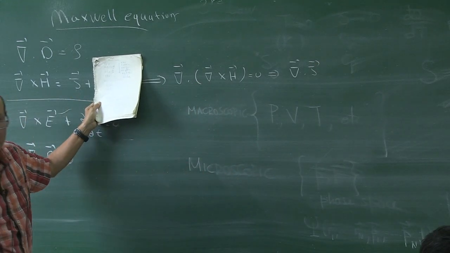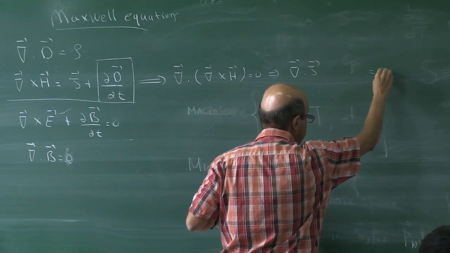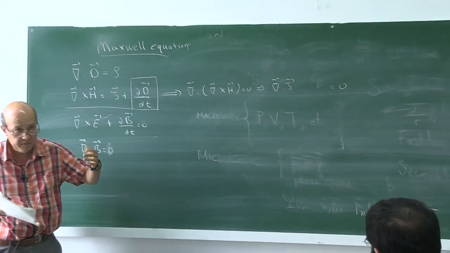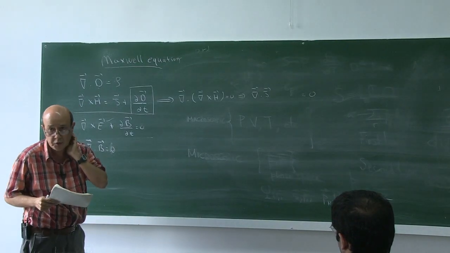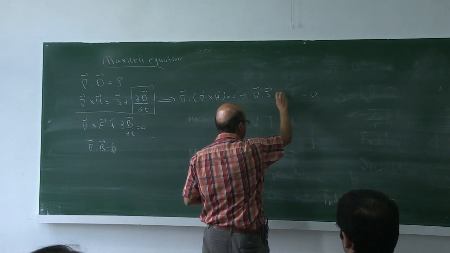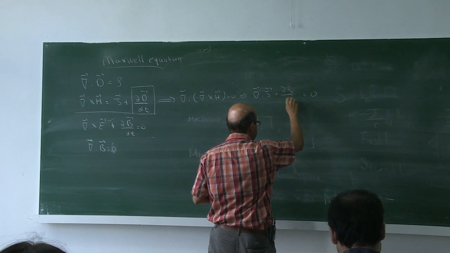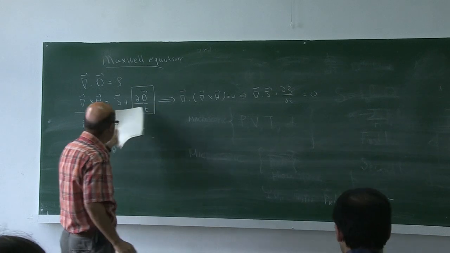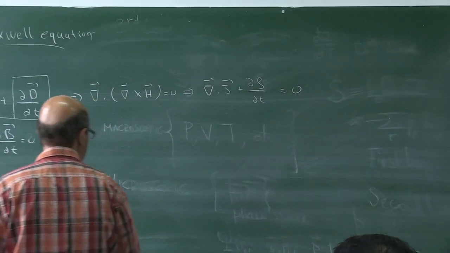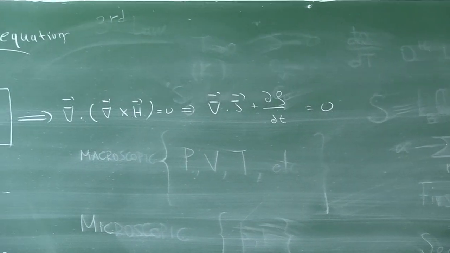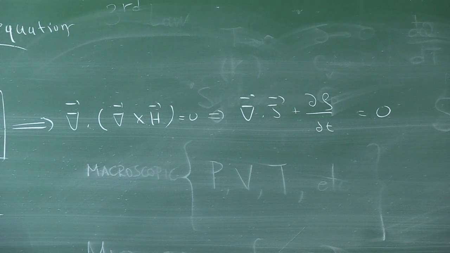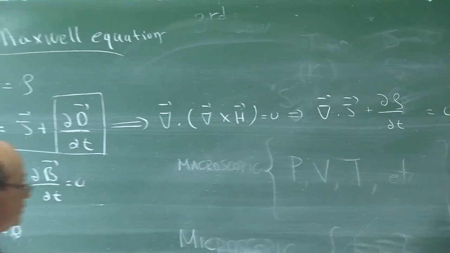Del dot J is equal to 0 if you are in magnetostatics or electrostatics. If you have time varying fields, you have to satisfy the continuity equation. And what is the continuity equation? Del dot J plus del rho over del t is equal to 0. Does it satisfy in this form? Yes. How? Because I know that rho is equal to del dot D.